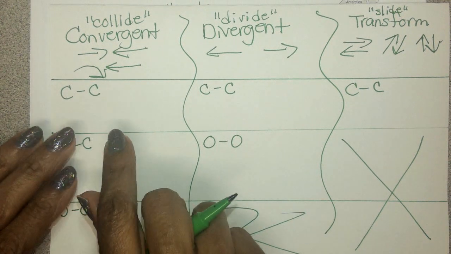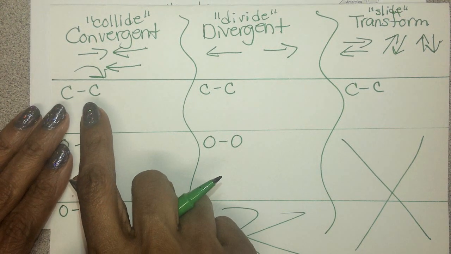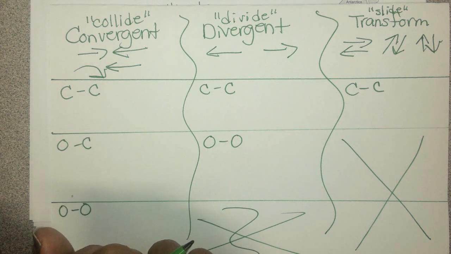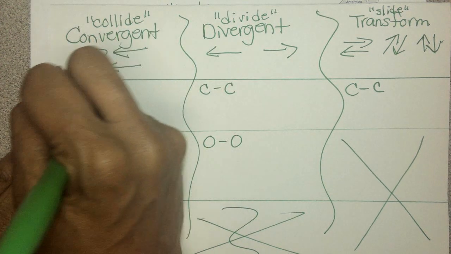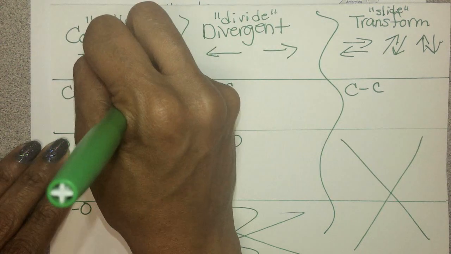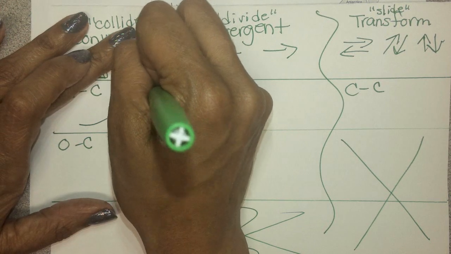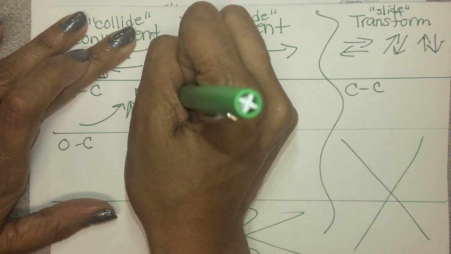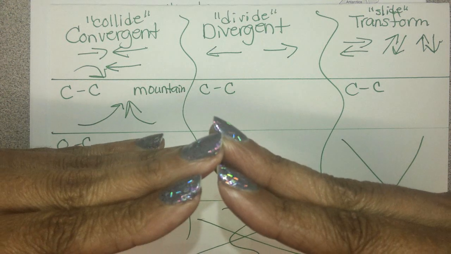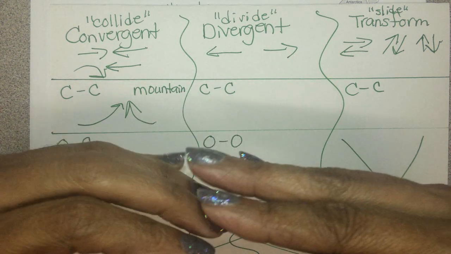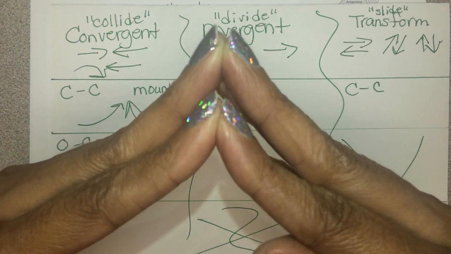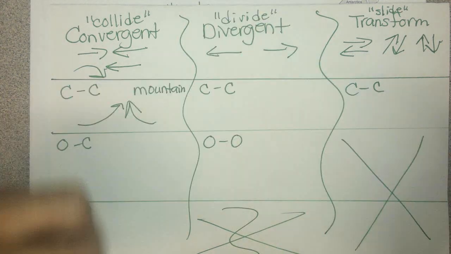Okay, so at a convergent boundary, when you have two continental crusts coming together, continental crust is the same density. So when they come together, you're going to get a mountain. Because what happens is that crust collides, and because it is the same density, neither plate sinks or subducts. So it just keeps piling up and up and makes a mountain.